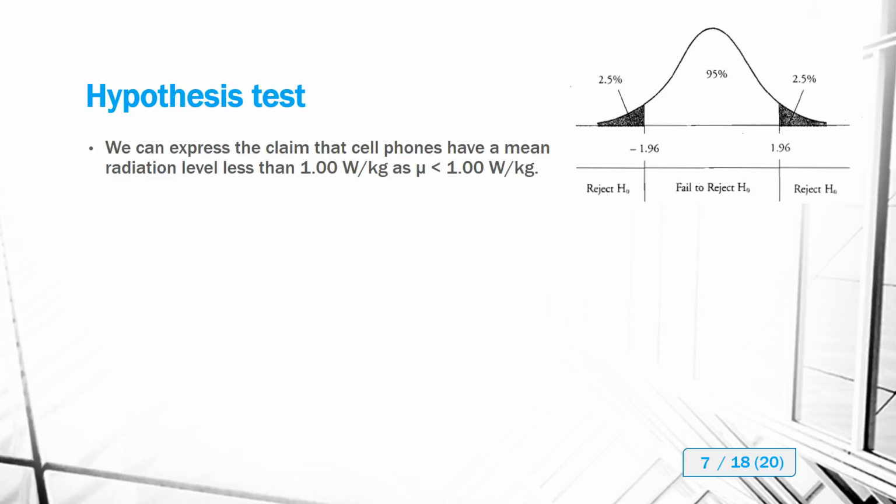We can express the claim that cell phones have a mean radiation level less than 1 watt per kilogram with what you see here on the screen. Mu is less than 1.00 watt per kilogram.